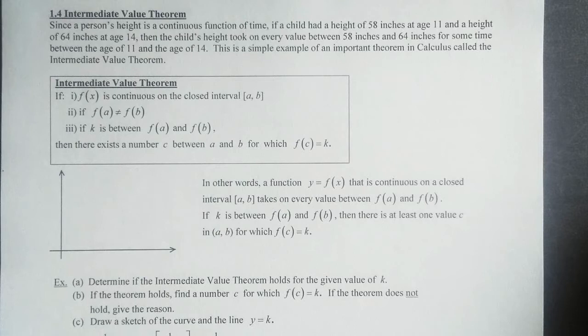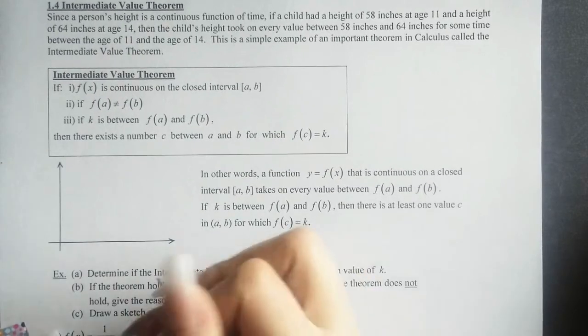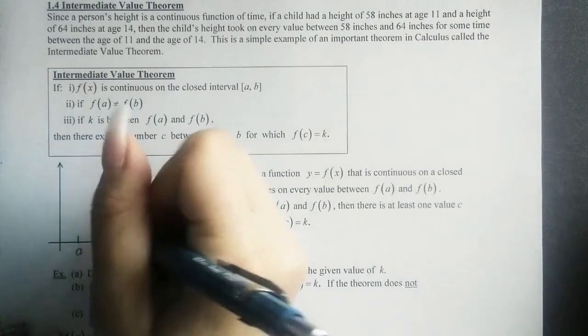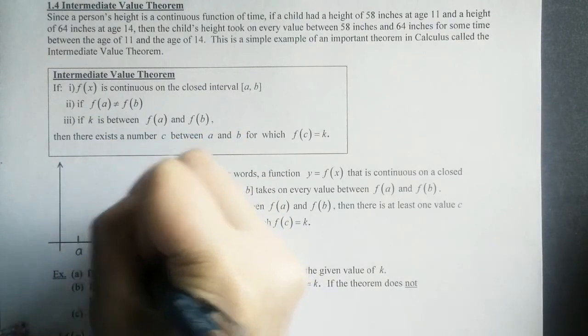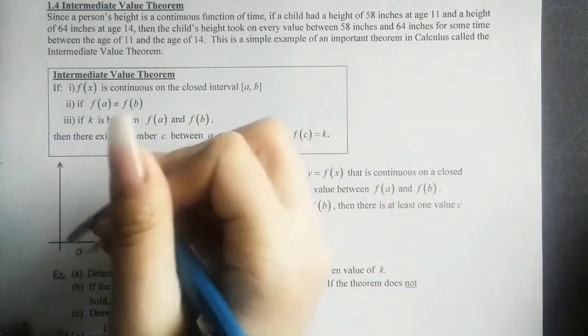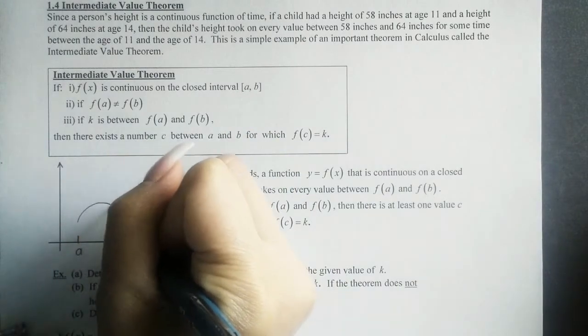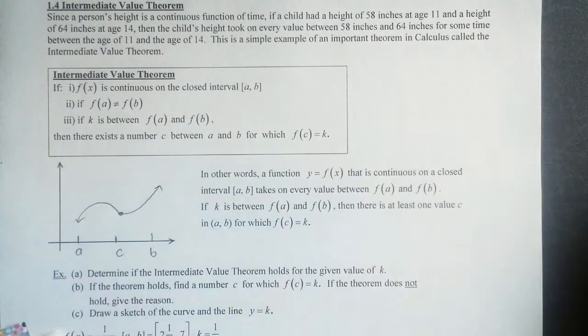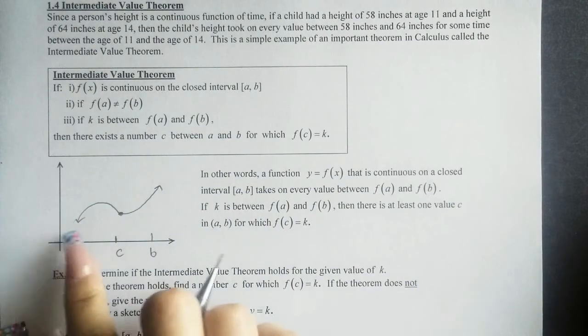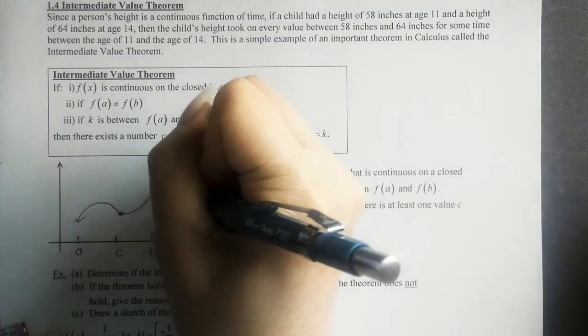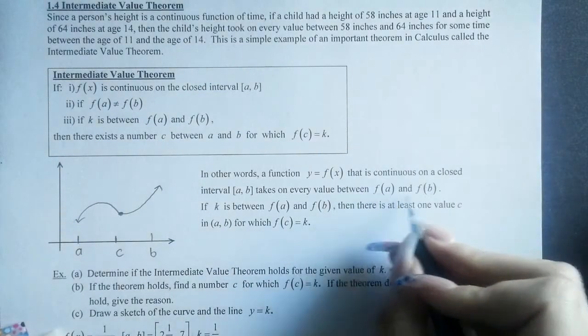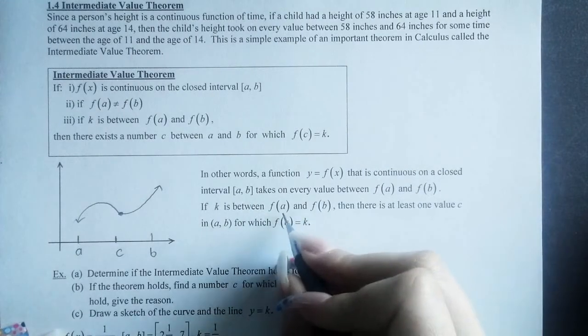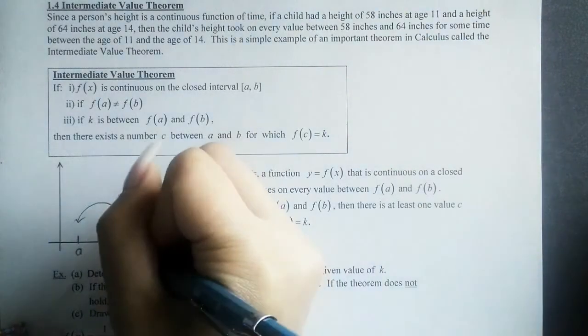So visually, what's happening here? What we have is that the function y equals f of x is continuous. So we have something that looks like this. This function that you are seeing over there is continuous. K is in between f of a and f of b. So what are they talking about?